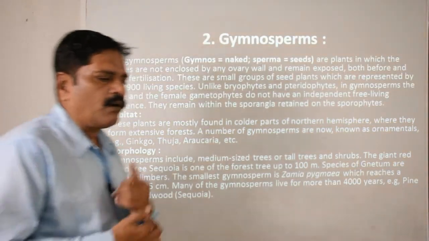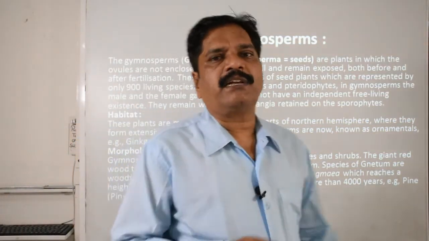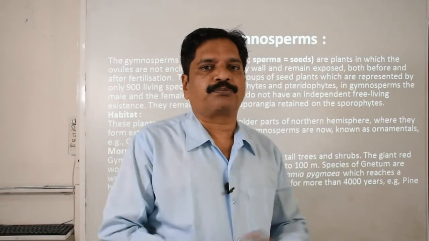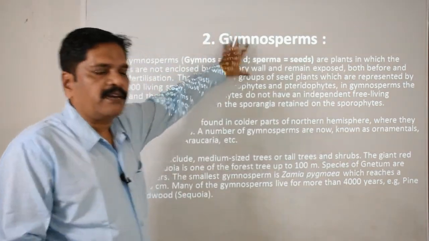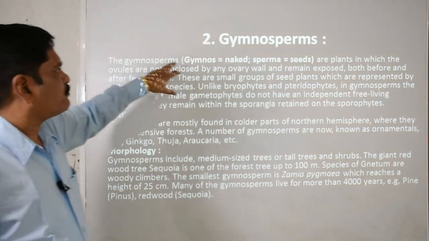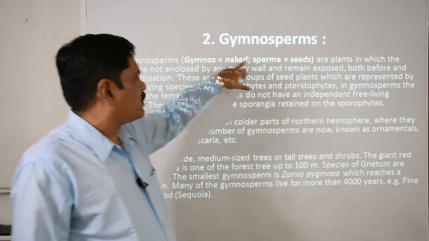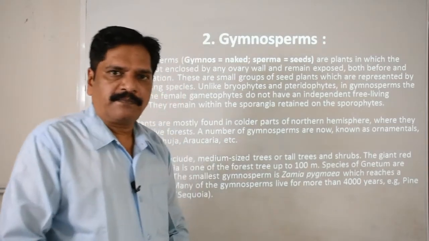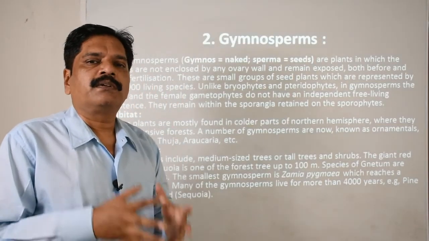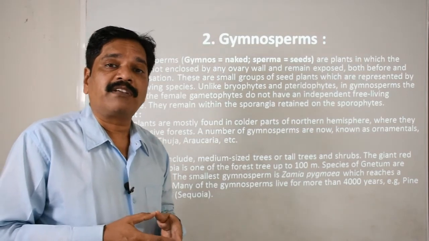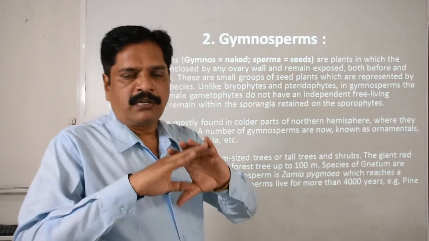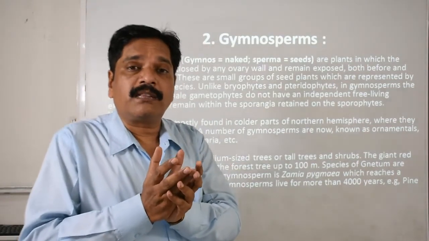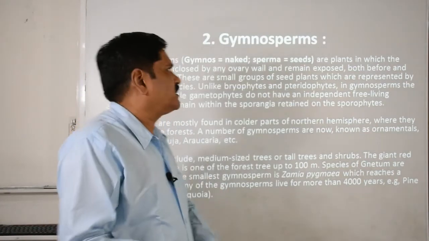Clear? Now we are going to discuss the second category of tracheophytes, that is the gymnosperms. The word itself gives you the meaning. Gymnosperm is derived from the Greek words gymnos and sperma. Gymnos means naked and sperma means seed. Clear? So what is the meaning of gymnosperm? The category of plants having naked seeds. Naked seed means what? There is an absence of the seed coat around the seed. Clear?